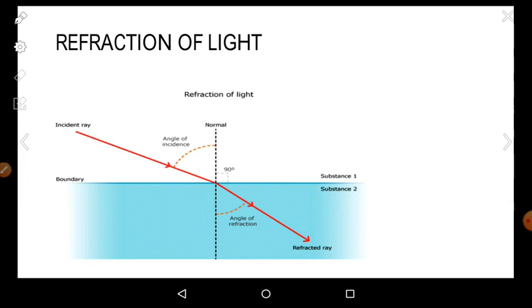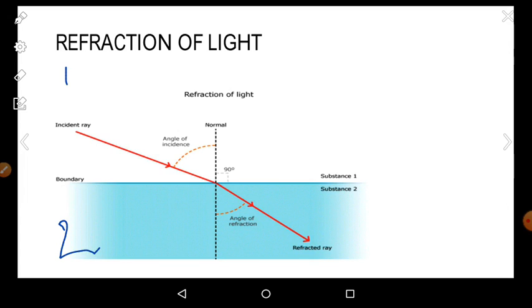For that, here we have a diagram about the refraction of light. Here I have considered the case of light propagating from rarer medium to denser medium. This is medium 1 and we can consider it as air, rarer medium, and denser medium 2, maybe water. And this refraction is from rarer medium to denser medium.